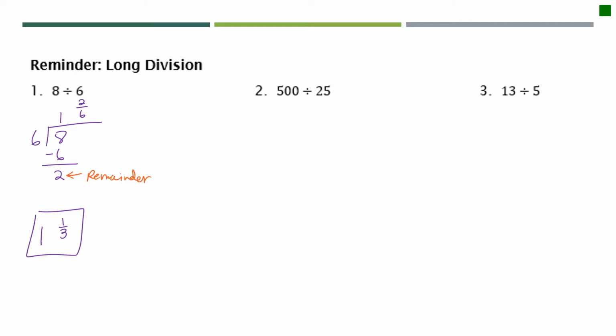All right, now number 2, I'm going to take 25. I'm going to take 500 and I'm going to divide it by 25. All right, so the first thing I want to know is how many times does 25 go into 50? So I'm not looking at the whole 500, I'm just looking at 50. So if I take 25 and I multiply it 2 times, that gives me exactly 50. So I'm going to write 50 here and I'm going to subtract. So 50 cancels itself out.